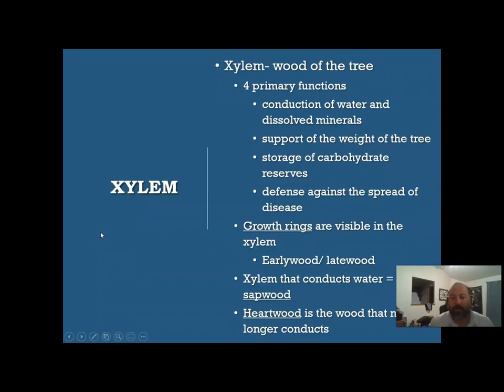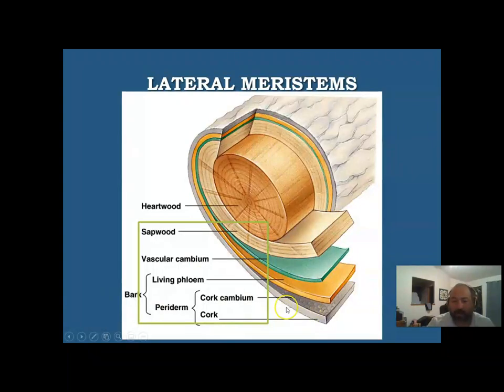which is also known as xylem as long as it's conducting water. So there's xylem and phloem. So let's talk about xylem first. So xylem is the wood of the tree. You get the xylem and the phloem.